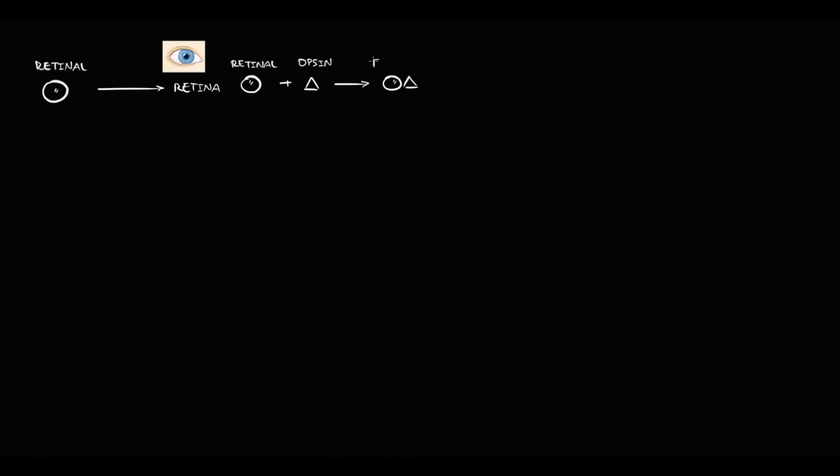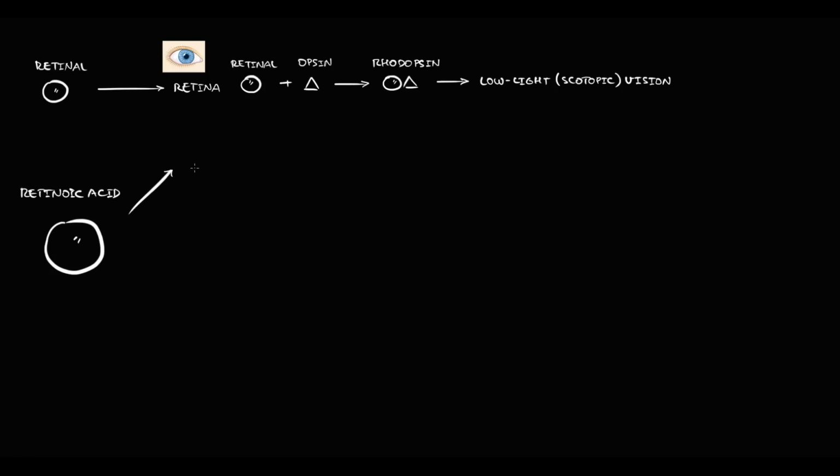As we already know, we have two major forms of vitamin A. It's retinal and retinoic acid. Retinal plays a crucial role in night vision. Retinal binds to opsin proteins in rod cells with formation of rhodopsin, which is a critical substance for low light, or so-called scotopic vision. Retinoic acid is a crucial substance for regulation of epithelial cell turnover.